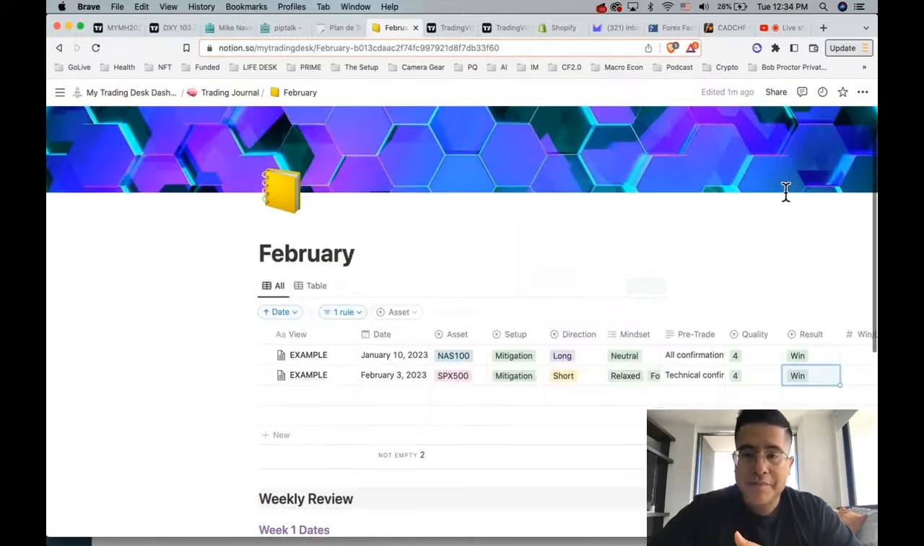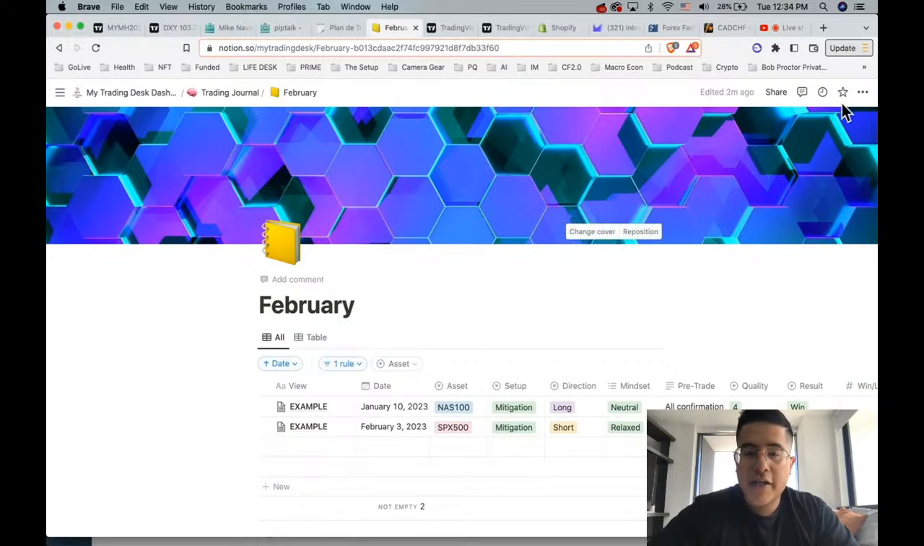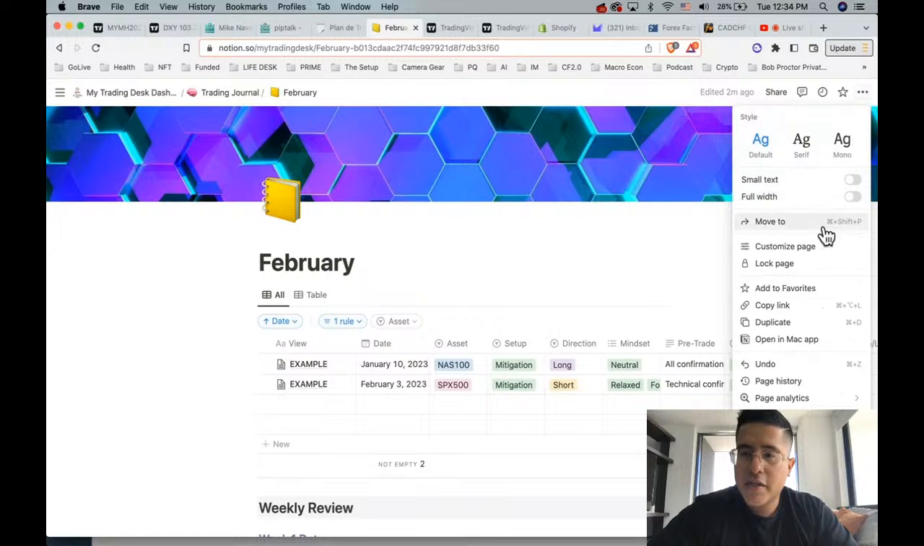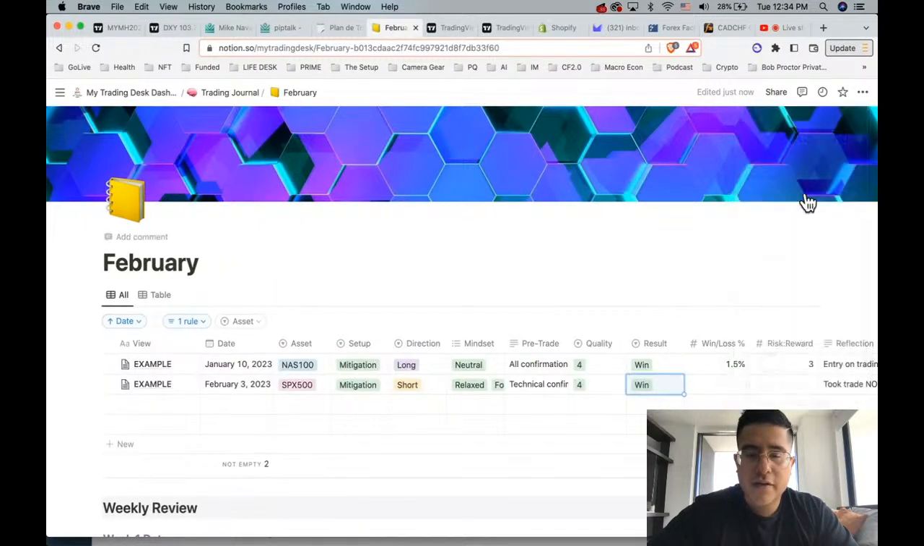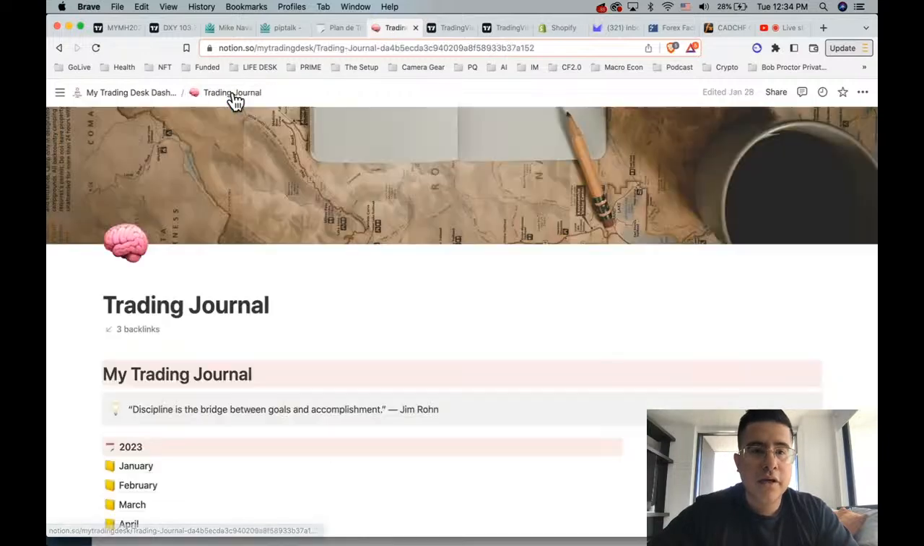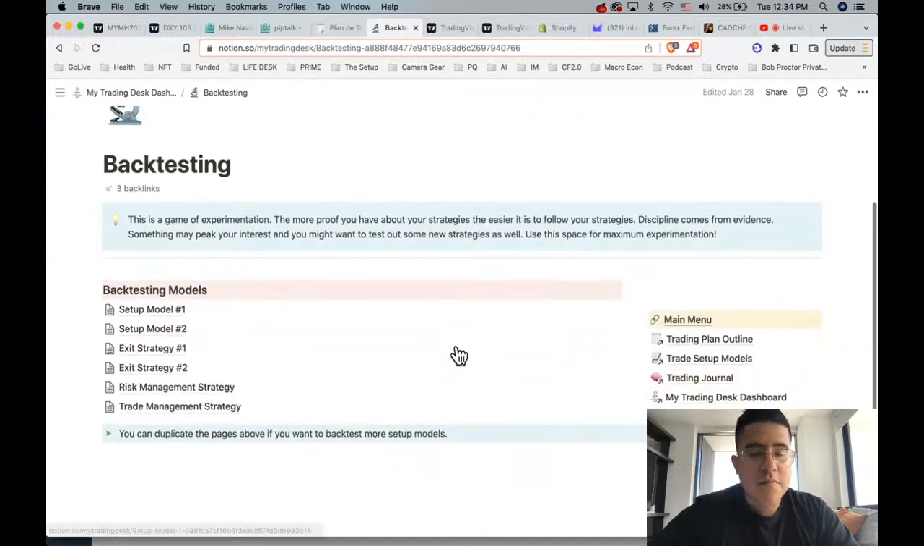But like I mentioned, in your trading journal, right here, give me a second. Full width, there we go. This is much better now. So you can go, and so now let's wrap this up with backtesting.